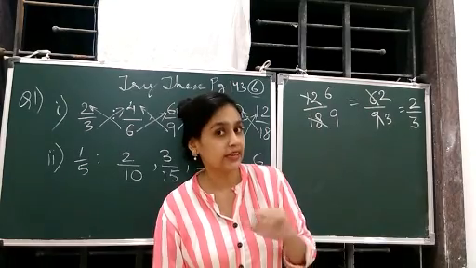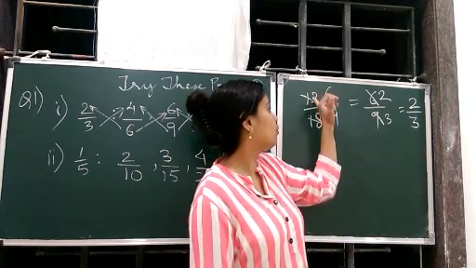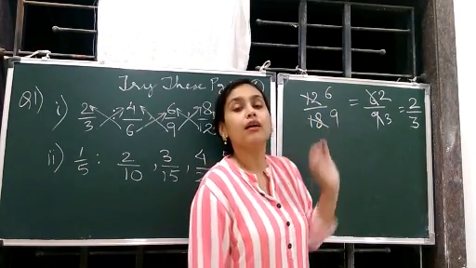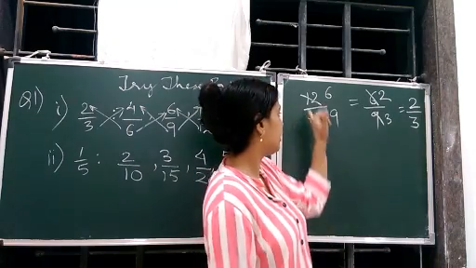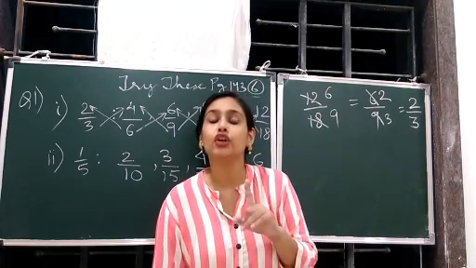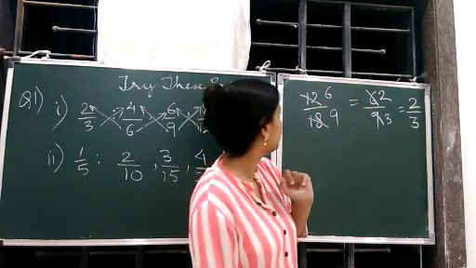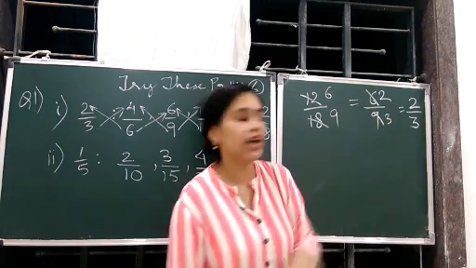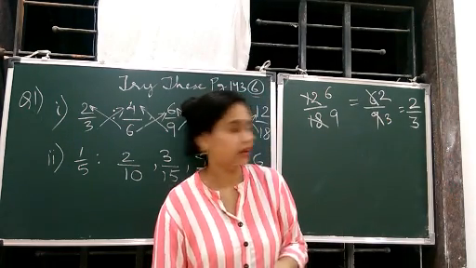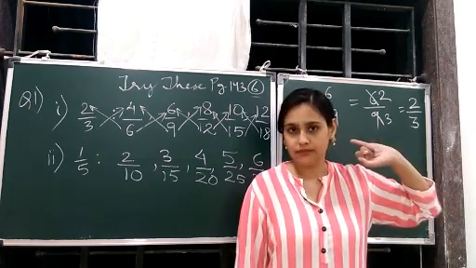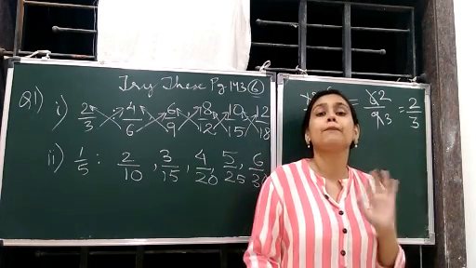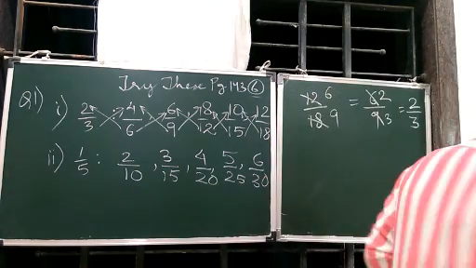And how do we get it? We get it by dividing the numerator and the denominator by the same number. Here we divided 12 and 18 both by 2. Okay. Then here we divided 6 and 9 both by 3. Now here we cannot further divide. So 2 by 3 is in the simplest form. It is in the smallest form.